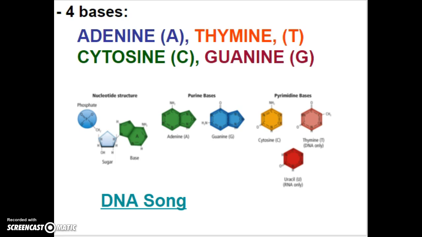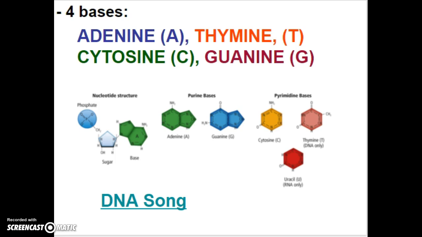There are 4 different bases in the DNA molecule. We gave some examples of these, of course, in Unit 1 as well. Adenine, thymine, cytosine, and guanine are the 4 bases in DNA. We label them A, T, C, and G, respectively.